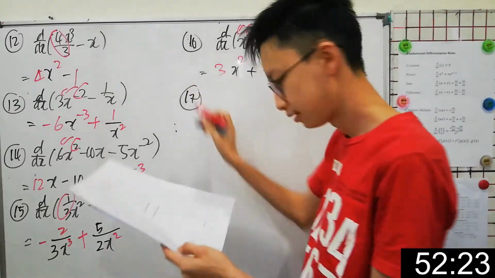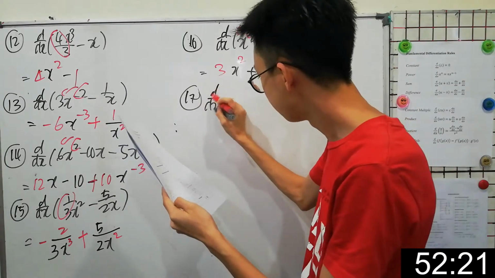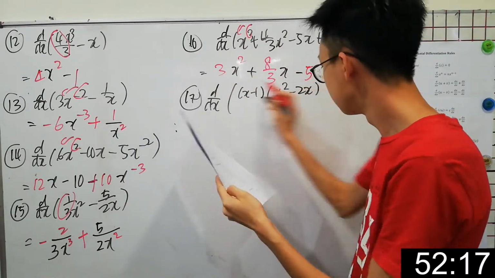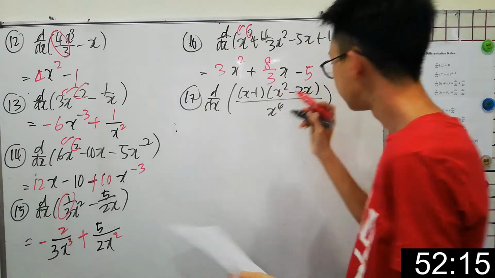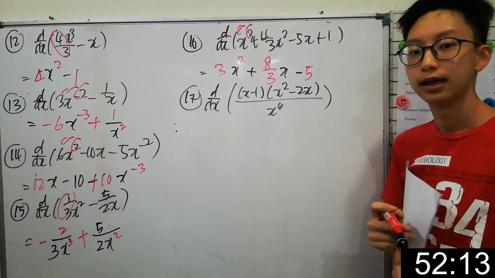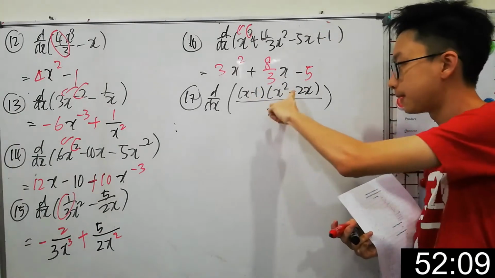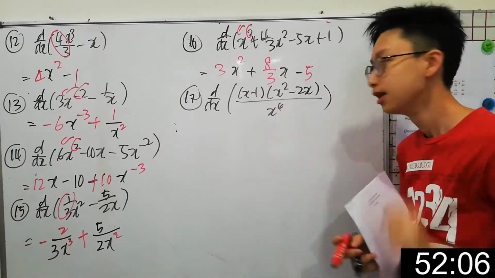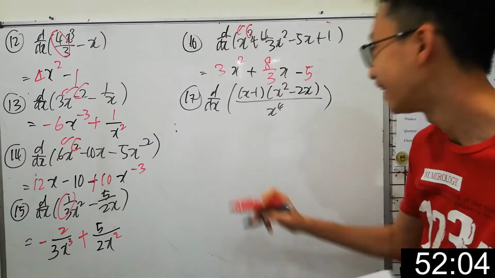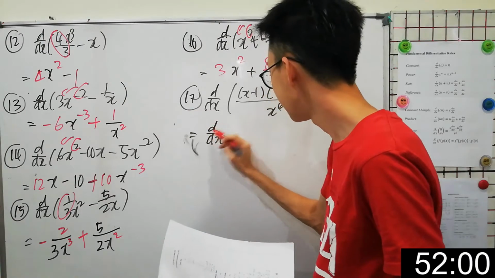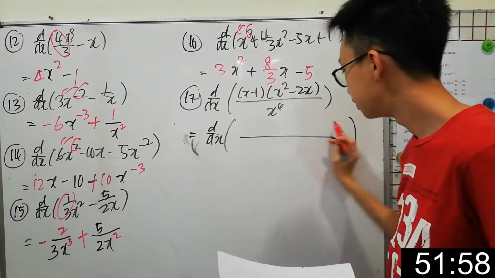Number 17. Okay, d/dx, we have (x minus 1)(x squared minus 2x) over x^4. This is actually a quotient, right? But for this question, I think we don't use the quotient rule. We try to expand the terms, then we can simplify, which will make our life easier. So we expand this. But you still need to write d/dx. Then this should be over x^4.